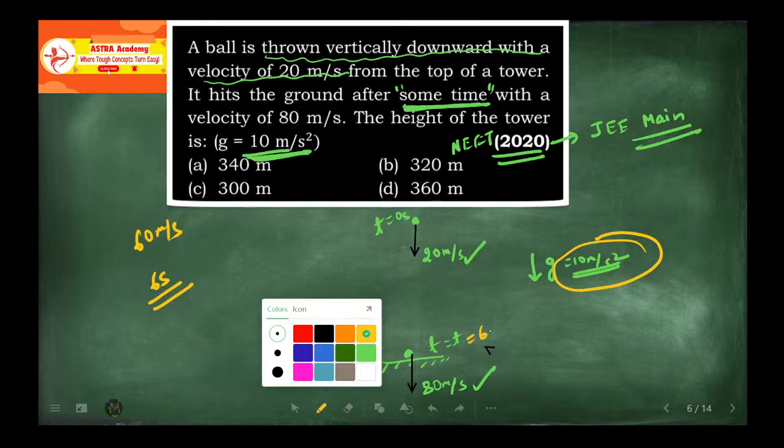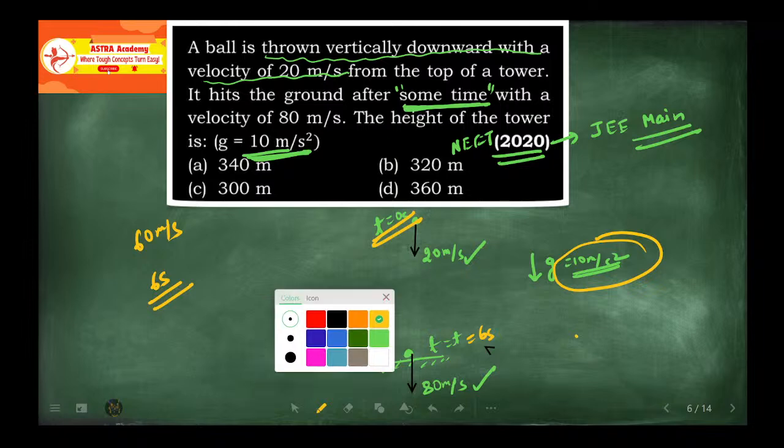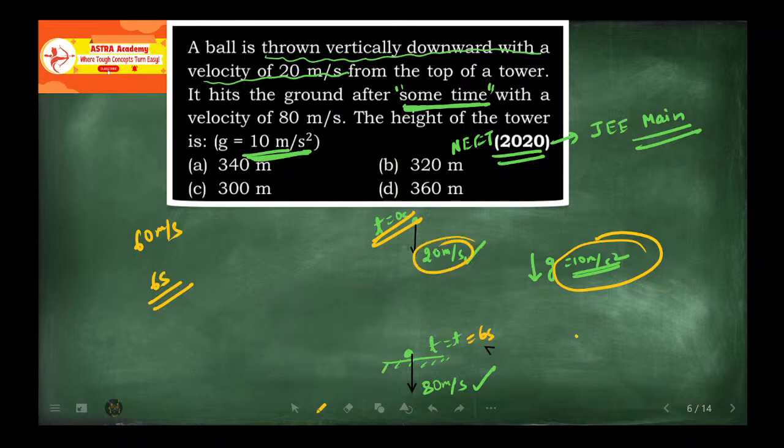So this time is 6 seconds, and the initial time was 0 second. Now it is very simple. The average of 20 and 80 will be 20 plus 80, 100, 100 by 2 is 50. So the average speed is 50 meter per second. This is my speed and this is my time, so the distance will be 300 meters. So the answer will be C.